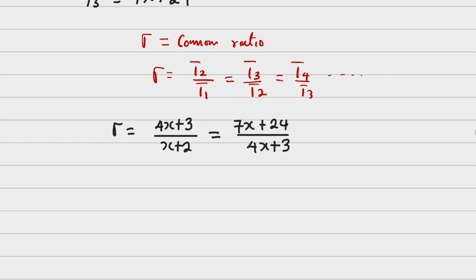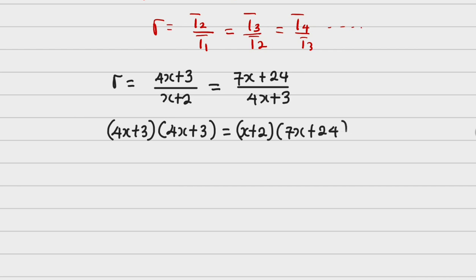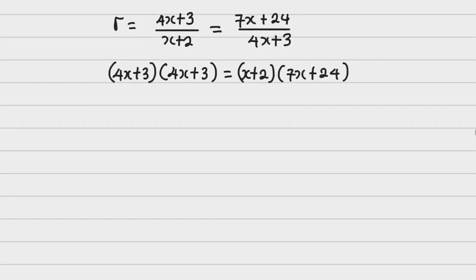Now, since I have the relationship, I can cross multiply, and once I cross multiply, I'm going to have 4x plus 3 into 4x plus 3 is equal to x plus 2 into 7x plus 24. Then I will expand and collect them together. So this is going to be 16x squared plus 12x plus another 12x plus 9. It will now be equal to 7x squared.